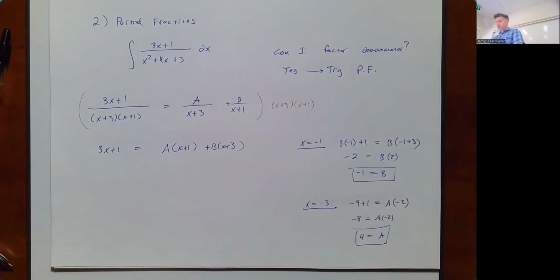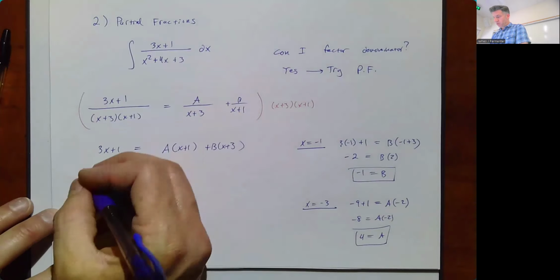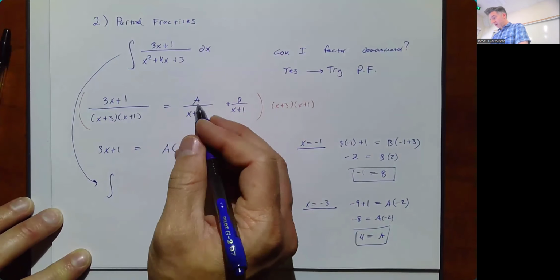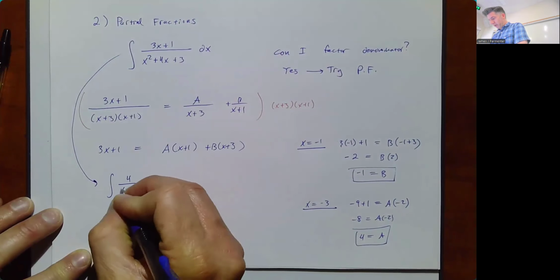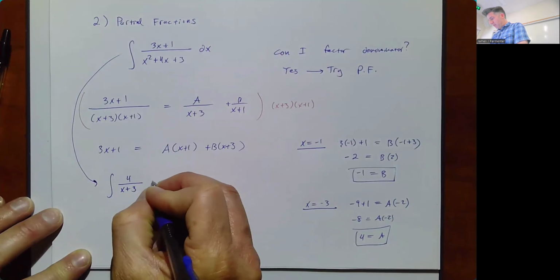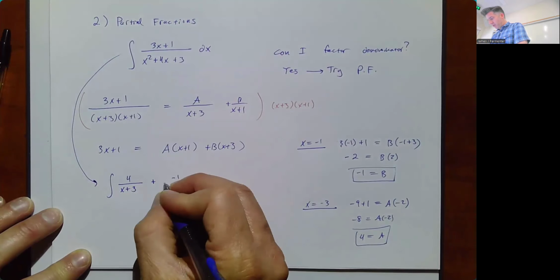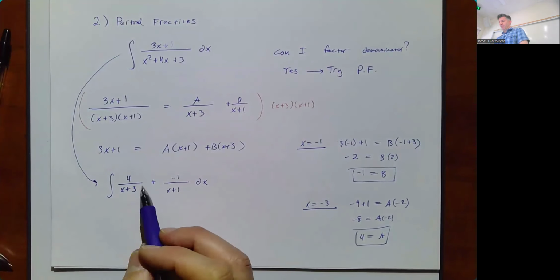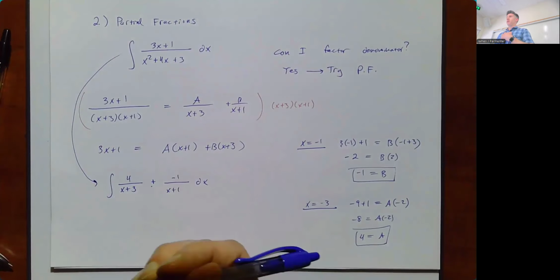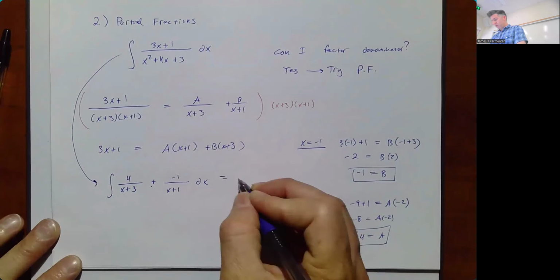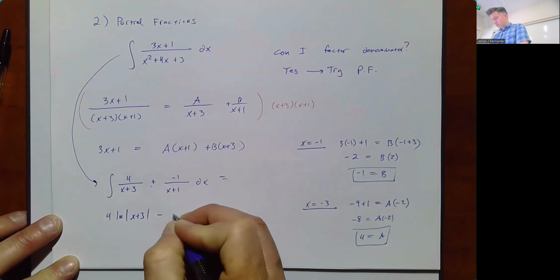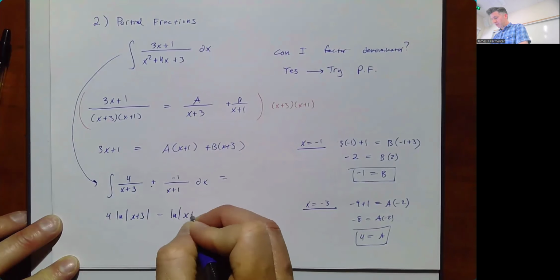And then we go back and we rewrite the integral as the integral of the a value we just found, 4 over x plus 3, and the b value we just found, -1 over x plus 1. It would be fine to write this as 4 over x plus 3 minus 1 over x plus 1. I just happen to not write it that way. And then we integrate. We get 4 natural log of the absolute value of x plus 3 minus 1 times the natural log of the absolute value of x plus 1.